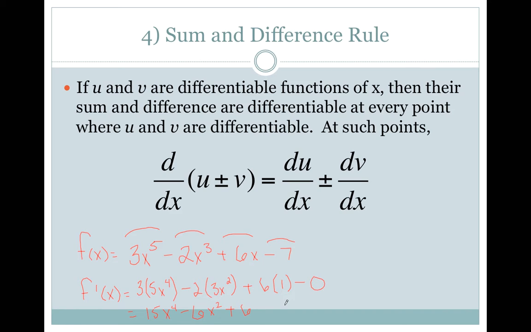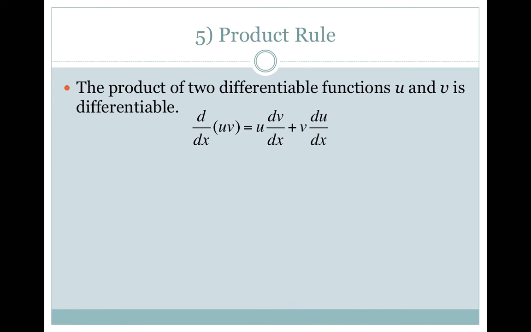But there's more rules. That's only number 4. And those 4 rules kind of combine together to help us take the derivative of polynomial functions, among others, but mostly polynomial functions. But now we have other types of functions. We could have the product of 2 functions. If we had the product of 2 differentiable functions, what this is saying is the derivative of a product is the first function times the derivative of the second plus the second function times the derivative of the first.